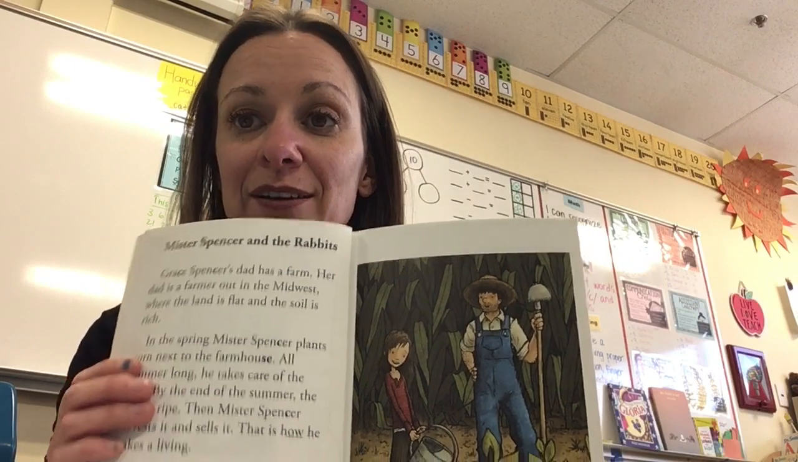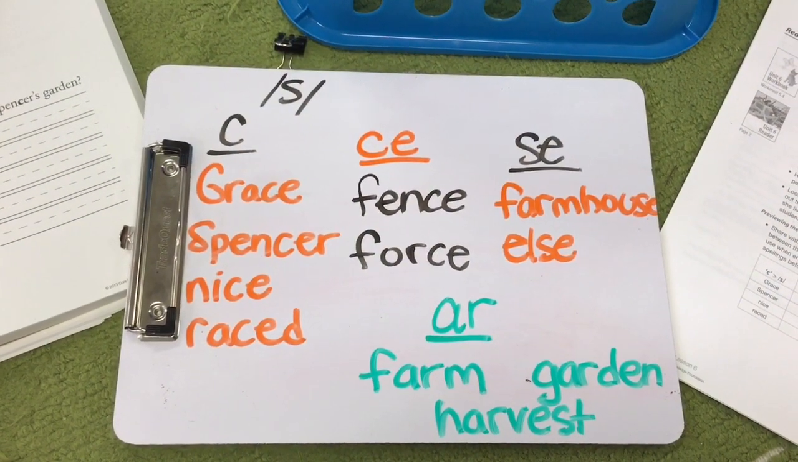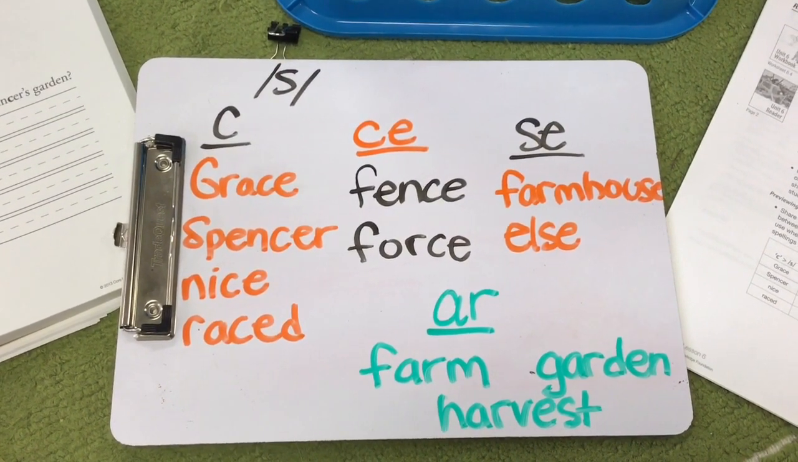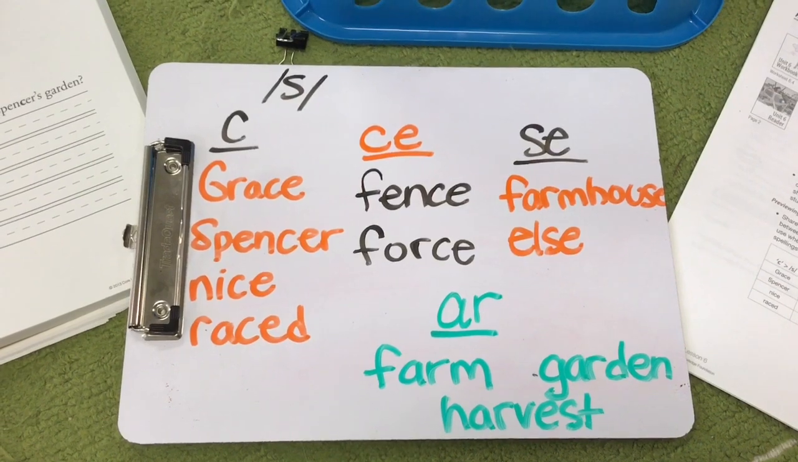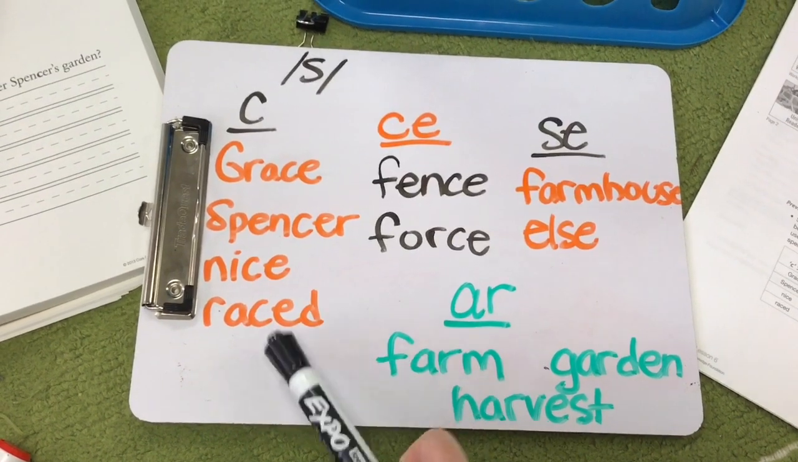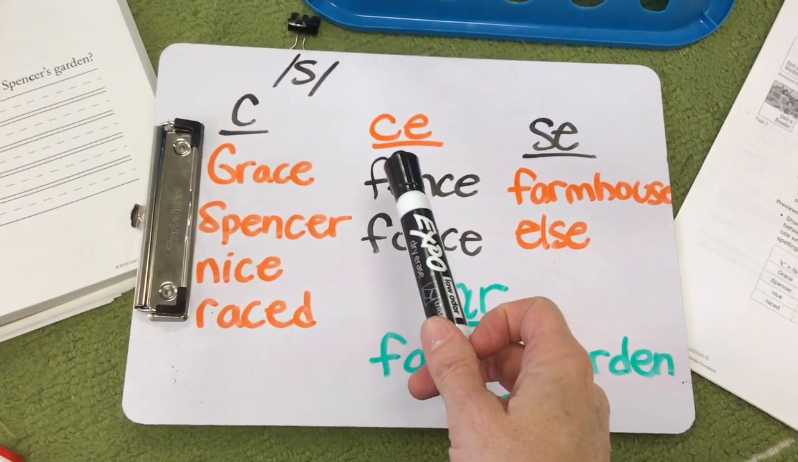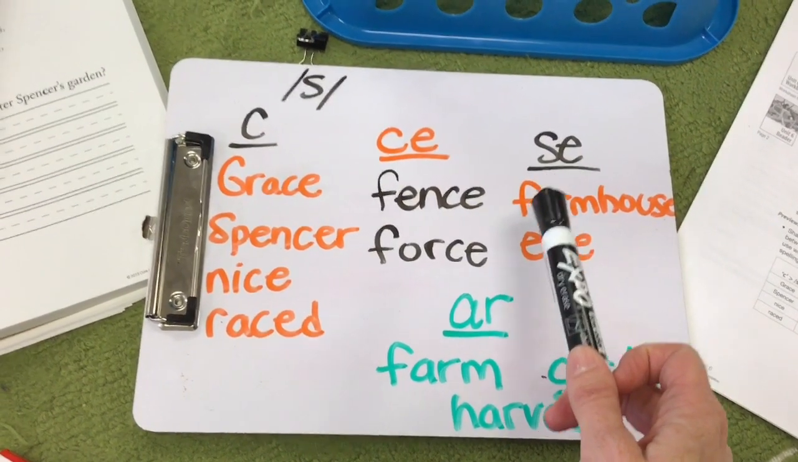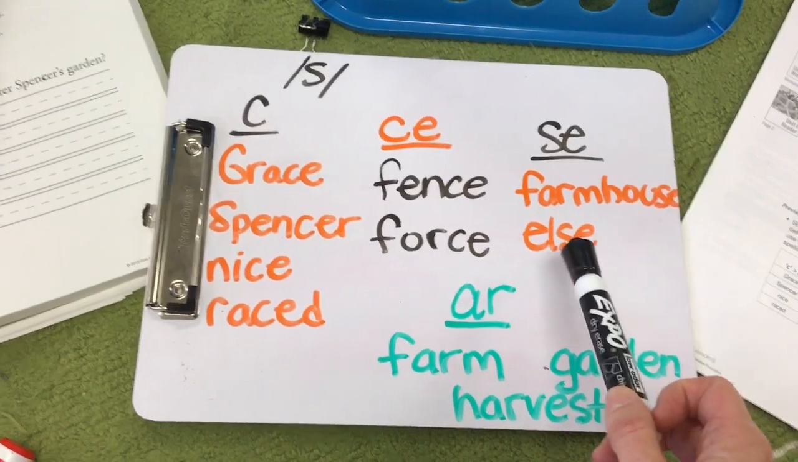I'm going to let you read this on your own or with a parent, but first I want to let you know some words that you are going to see in the book, and I think I'll turn this around so you can see. All right, here we go. So you'll see that we have 3 different ways to make this sound while we're reading this reader. We have the C that makes the S sound, like in Grace, Spencer, nice, and raced on this side. We have the C-E that'll make the S sound like in fence and force. And we have the S-E that will make the S sound like in farmhouse, squeezed it in, and else.